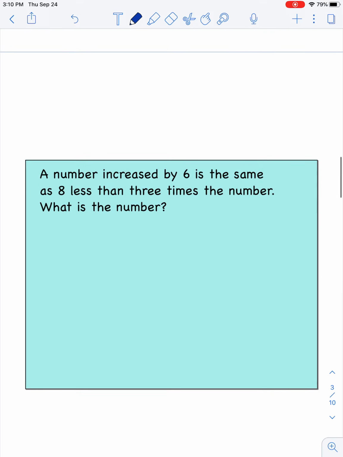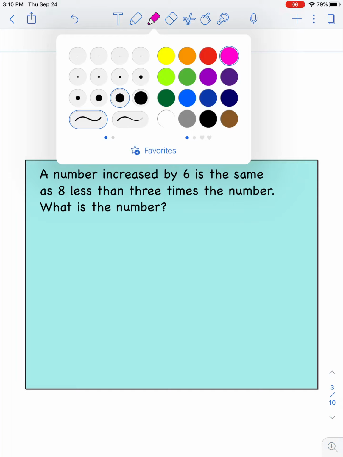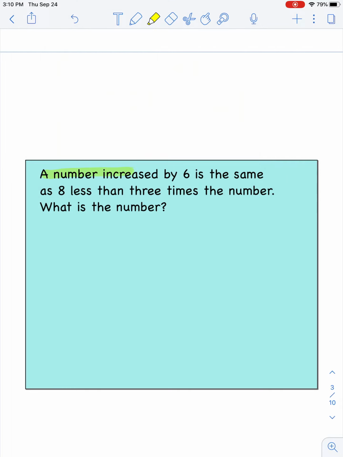All right, so let's try one where you actually have to write the equation before you solve it. It says a number increased by 6 is the same as 8 less than 3 times the number. So let's take a look at this. A number increased by 6. So let's call this number x.